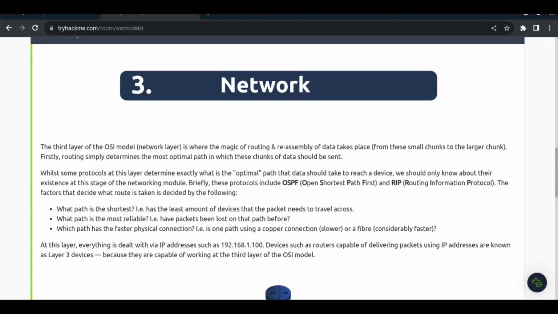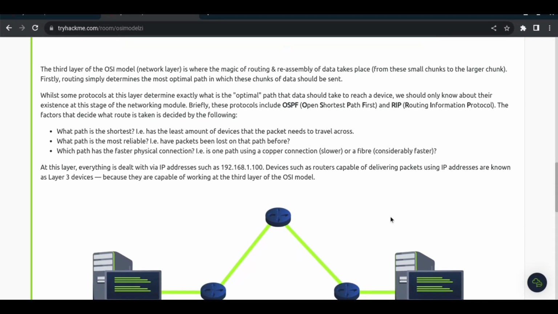The third layer of the OSI model, the network layer, is where the magic of routing and reassembling of data takes place, from these small chunks to the larger chunk. Firstly, routing simply determines the most optimal path in which these chunks of data should be sent, while some protocols at this layer determine exactly what is the optimal path that data should take to reach a device. We should only know about their existence at this stage of the networking module. Briefly, the protocols include OSPF, Open Shortest Path First, and RIP, Routing Information Protocol.